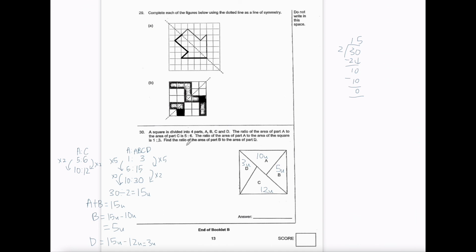Okay, find the ratio of the area of part B to the area of part D. Part B is 5, part D is 3. So B is to D will just be 5 is to 3, and that's my answer. Okay, we have to utilize whatever information we have and make things easier for ourselves. That's why there are some steps that I did.